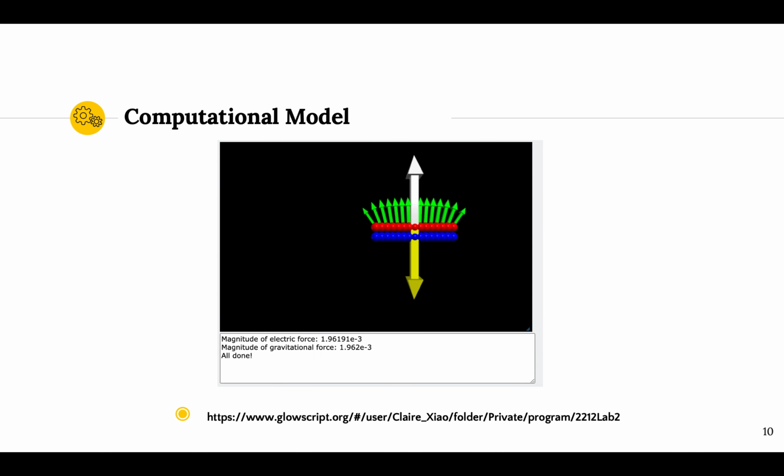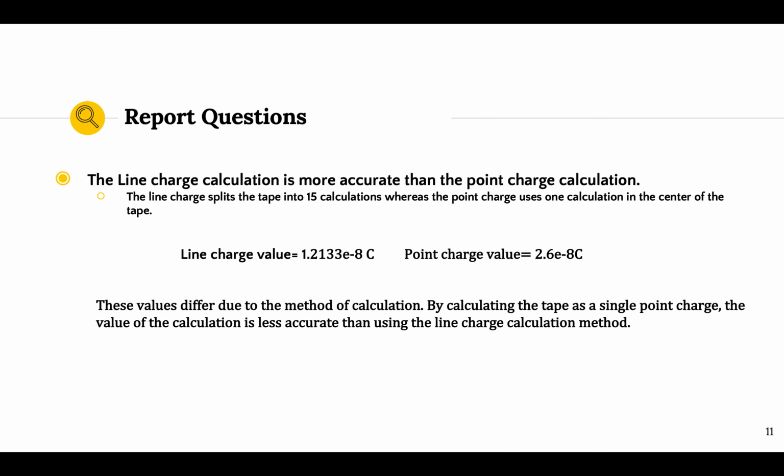Next, on the top left, you can see the top tape and the bottom tape equations for the line charge and the E scale. And more importantly, on the bottom right, there is the iterative for loop that's calculating the line charge calculations by iterating 15 times, which is the value of n. So there's 15 different points on the piece of tape that were used to calculate, as we previously mentioned, using superposition to add each other to calculate the total electric force. This is the visual that came from the computational model in GlowScript. As you can see, the magnitude of the electric force and the magnitude of the gravitational force.